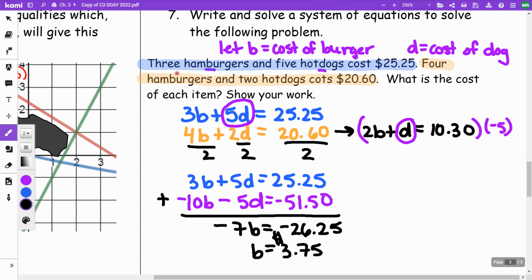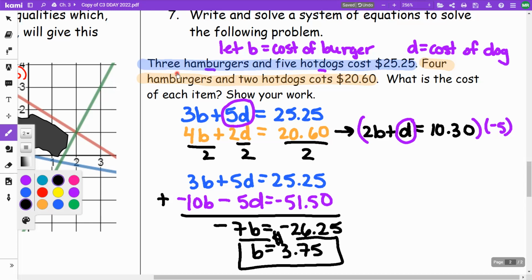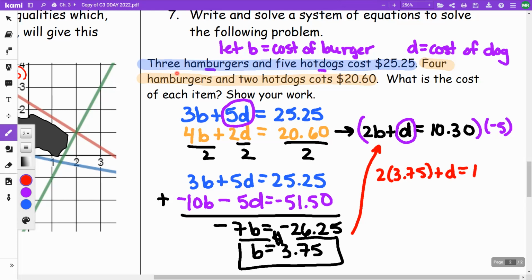$3.75 for each burger. Okay, that's how much it costs for each burger. I need to find out how much it costs for a hot dog. So now I'm going to put it into one of them. I think I am going to put it into this one here. So I'm going to go 2 times 3.75 plus D equals 10.30. 2 times 3.75 gets me 7.50. And I'm going to subtract 7.50 from both sides, and I get $2.80. That's how much it's going to cost.